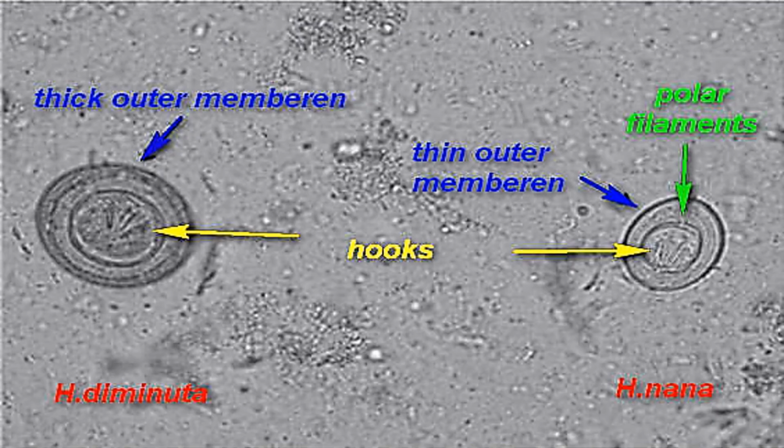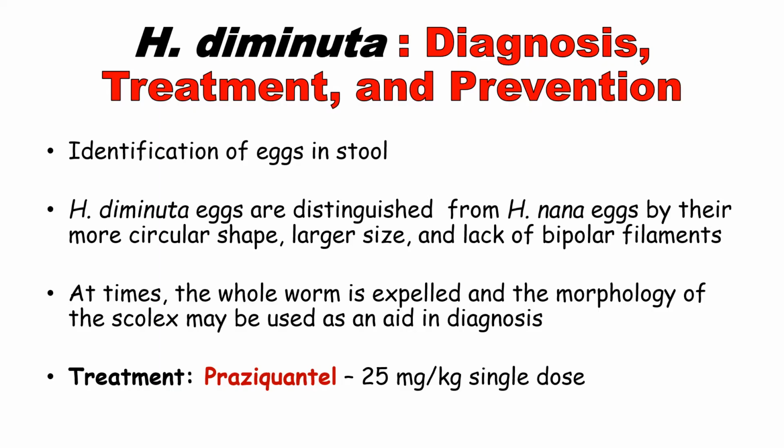So, another picture showing you the difference of the two. So, for H. diminuta, diagnosis is identification of eggs in stool. Okay, and then the treatment here is praziquantel, 25 milligrams per kilogram single dose. Okay.